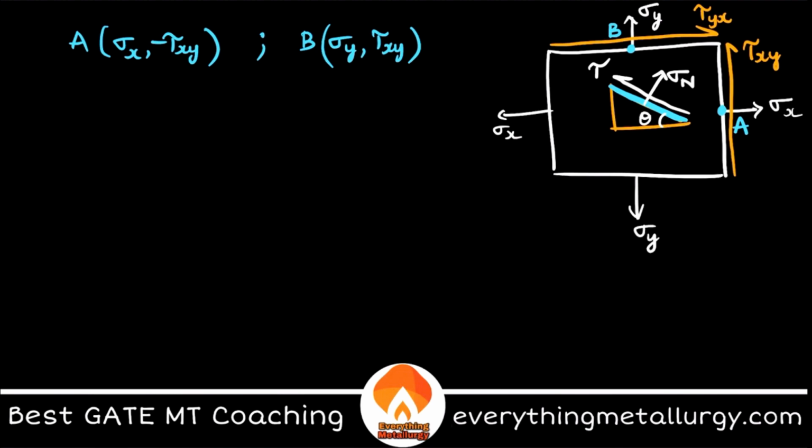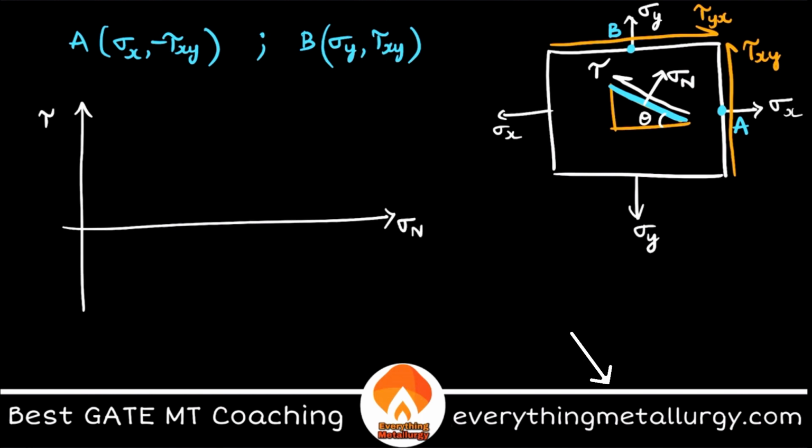So let me take the axis for you. Okay. So this is tau. This is sigma n. And so you see, negative y-axis, right? Point A is somewhere here, which is sigma x comma minus tau xy. Similarly, point B is somewhere here, okay, which is sigma y comma plus tau xy. This is the first step that you want.